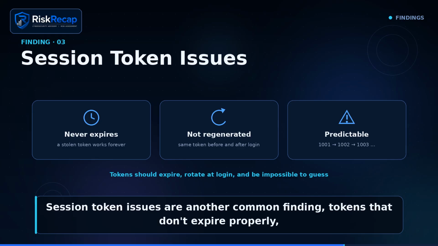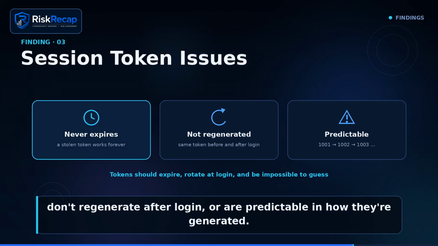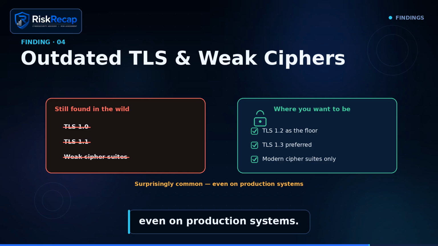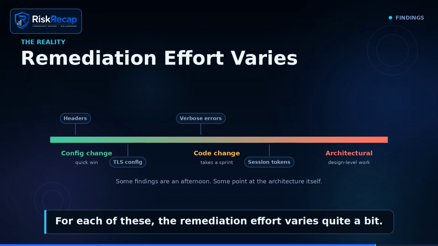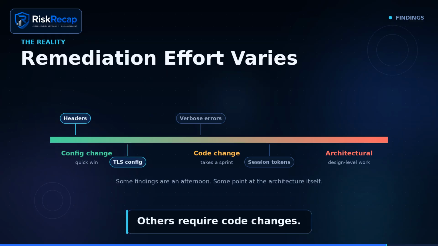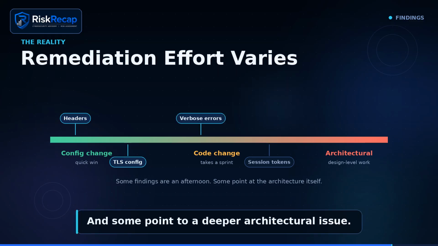Session token issues are another common finding. Tokens that don't expire properly, don't regenerate after login, or are predictable in how they're generated. And outdated TLS configurations or weak cipher suites are still surprisingly common, even on production systems. For each of these, the remediation effort varies quite a bit. Some are simple configuration changes, others require code changes, and some point to a deeper architectural issue.